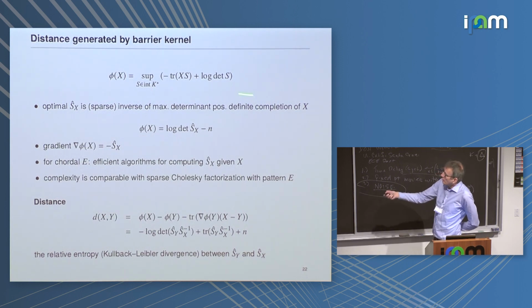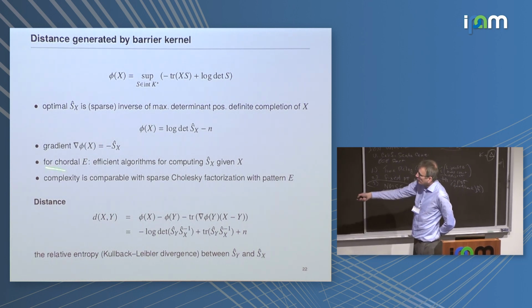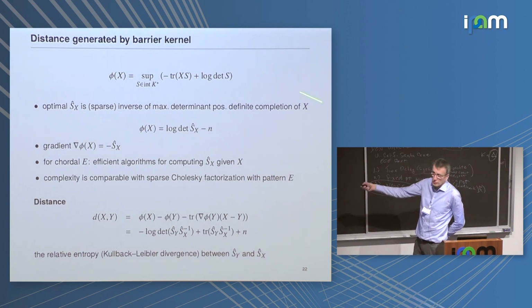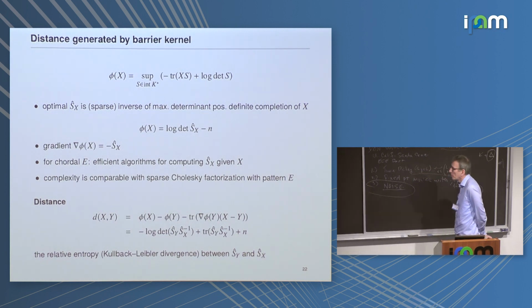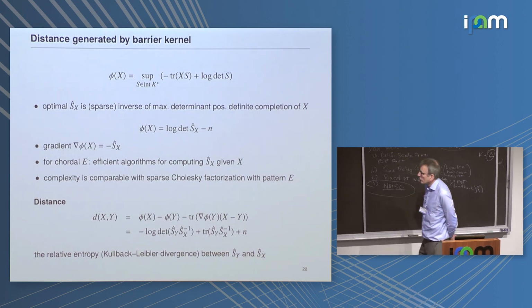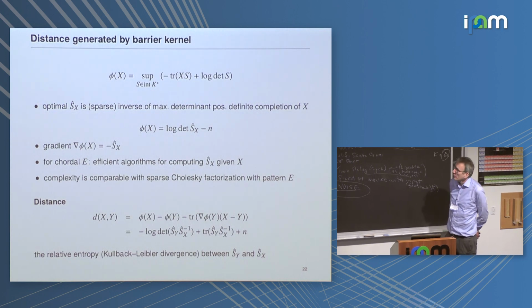It also gives you the gradient. If you look at this definition, the same S gives you the gradient of this function with respect to X. The first things are actually always true, but for chordal sparsity patterns, there exist very efficient methods for computing this inverse of the positive definite completion. And you get algorithms that have a very similar complexity as just a sparse Cholesky factorization of a sparse positive definite matrix with that pattern.